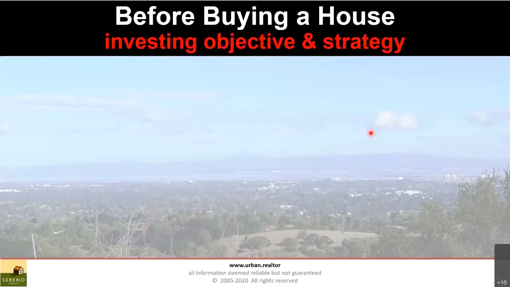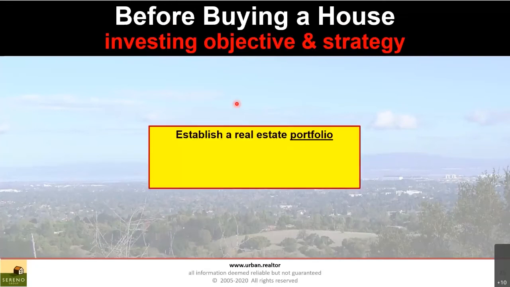So when we talk about our investing strategies, what is our investment strategy? Our investment strategy is very focused. It's focused on generating passive income for retirement. Our primary objective is passive income for retirement. We want to establish a portfolio that's going to generate income for retirement.